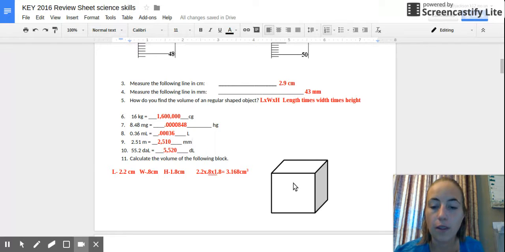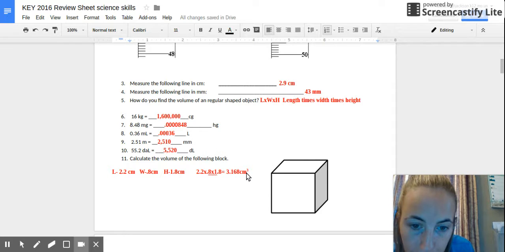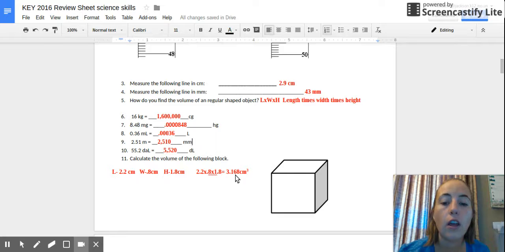11, calculate the volume of the following block. So we're going to use number 5 on that with the length times width times height. I got a length of 2.2 centimeters, a width of 0.8 centimeters, and a height of 1.8 centimeters. Multiply all of those together, I got 3.168 centimeters cubed. Look at that little 3 right there. Centimeters cubed. If you have different measurements, your length, width, and height are different measurements, you're going to get a different number when you multiply them together.